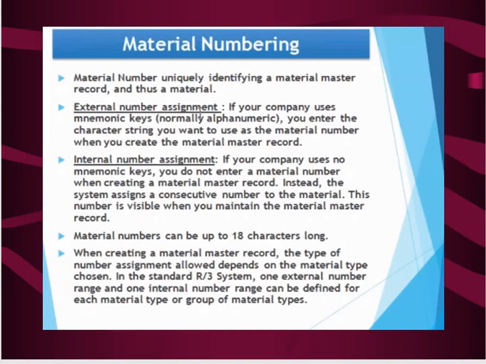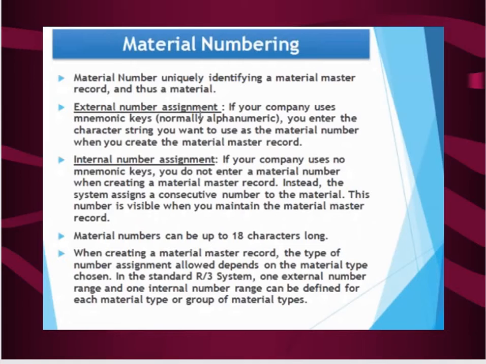So what is material numbering? The material number uniquely identifies a material master record, and thus a material. Suppose we create a material, and we have defined in the material type that its numbering should be internal. If the company uses no mnemonic keys, we would normally assign some standard mnemonic keys so that by seeing the material number we can tell which type of material it is. Instead, the system assigns a consecutive number to the material. This number is visible when you maintain the material master record. It will pick the next number from the number range list defined for the material type.